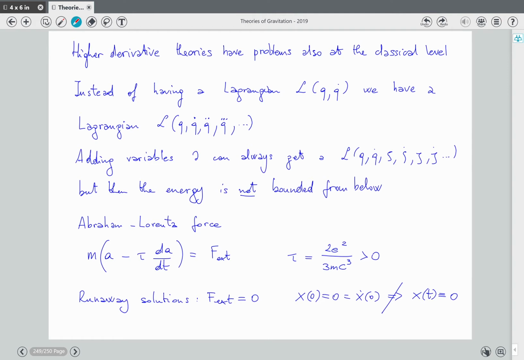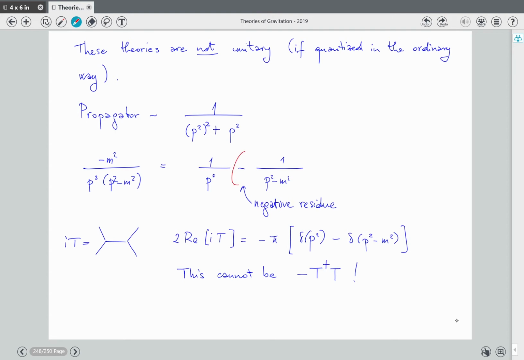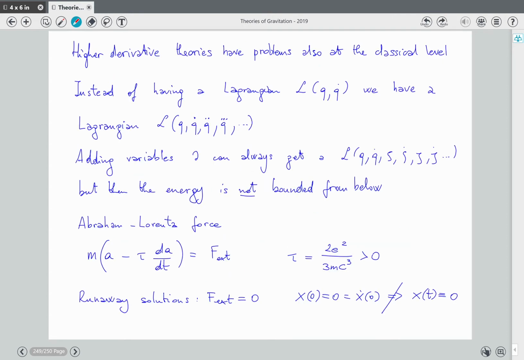with the fact that, for example, if you want to rephrase the system as a system with no higher derivatives and more variables, then you will have an energy that is not bounded from below. So that is an instability. That is the same minus sign that you see here. You will see it in the energy.